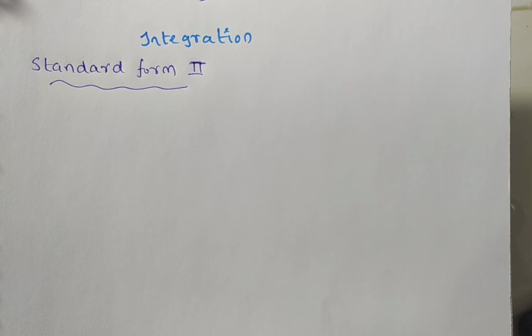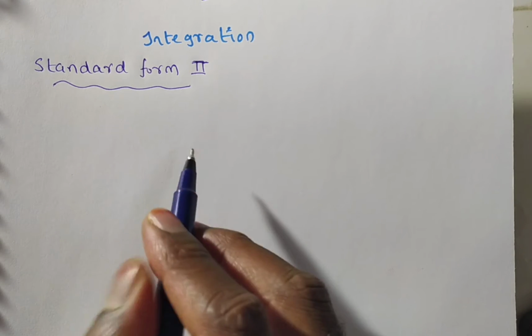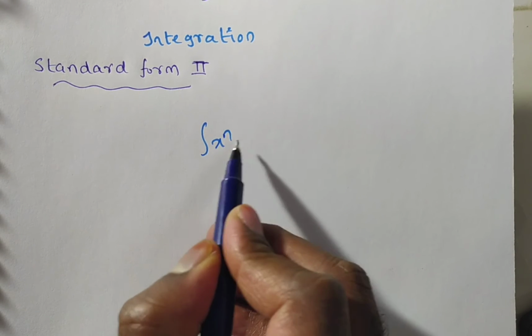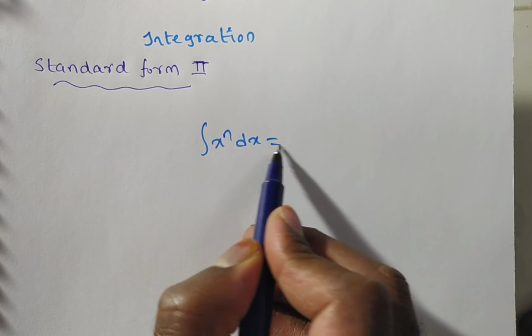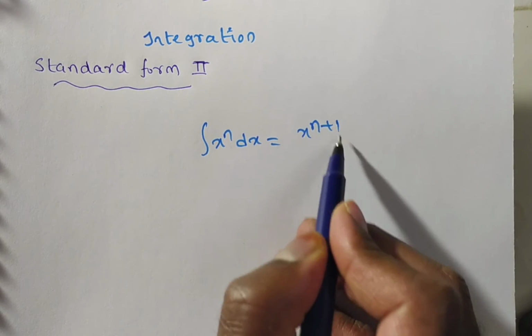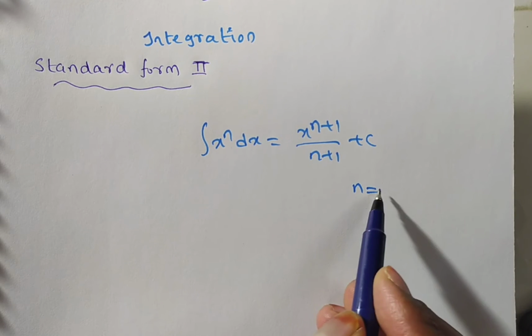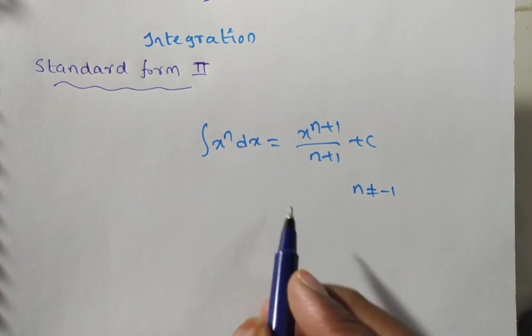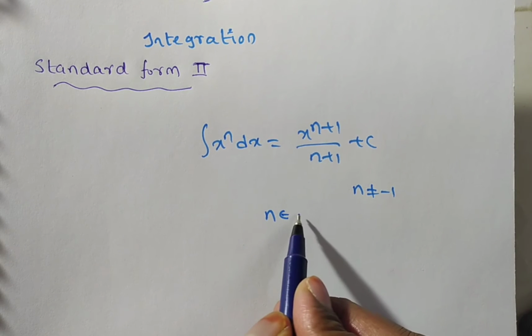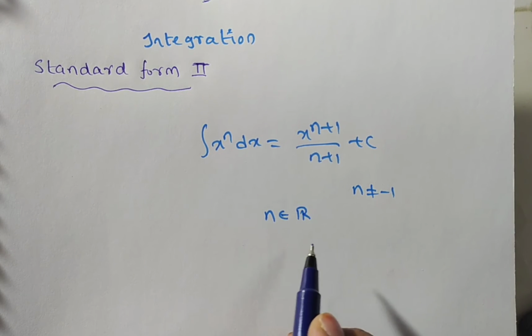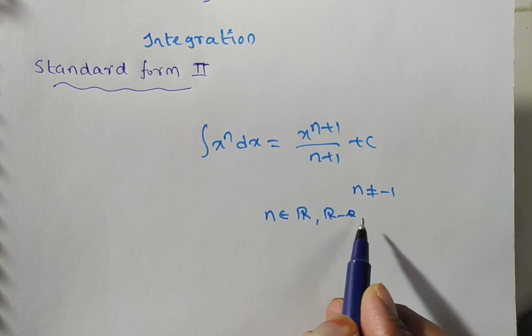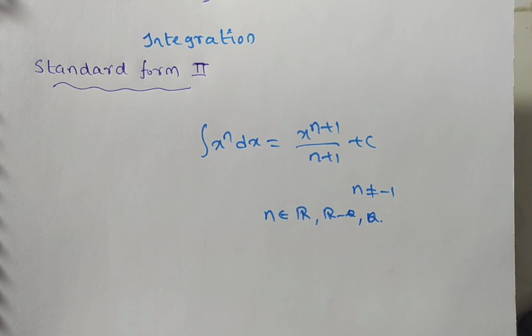Hi friends, now we are solving problems on integrations. In previous videos we discussed the standard form 1, that is, the integral of x to the power of n dx is equal to x to the power of n plus 1 by n plus 1 plus c, where n is not equal to minus 1. We discussed it for n in the real number system, covering real numbers, and also irrationals and rational numbers.